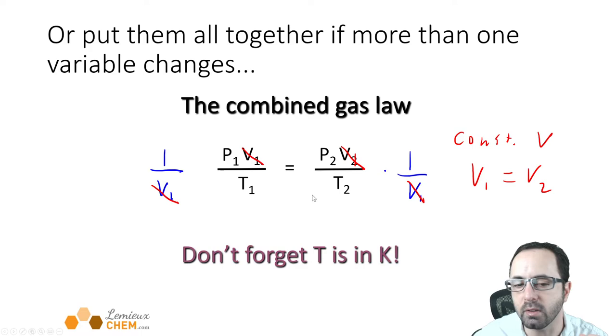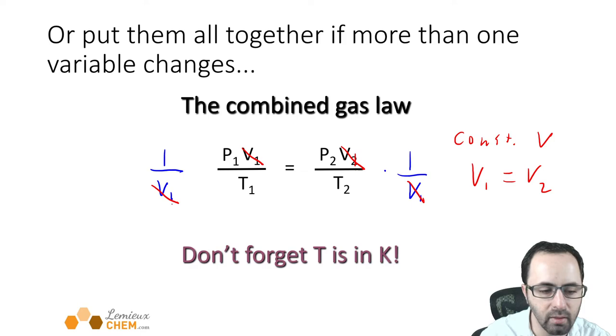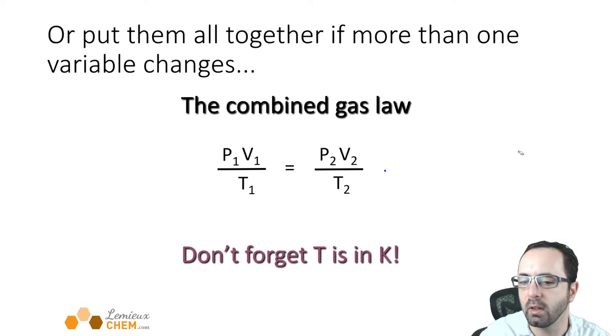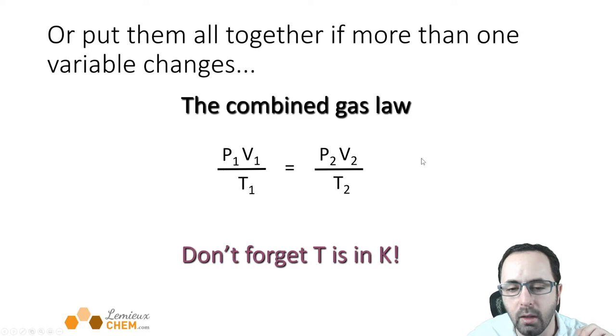So the result is that if one of these variables is constant, it reduces to one of the other simpler equations. And in fact, those three equations are really all one equation, this combined gas law. But if one of the variables is constant, you can remove it from the equation. So you don't really have three equations that you have to memorize. You have just one. It's this one. And if one of the variables is constant, you can take it out.